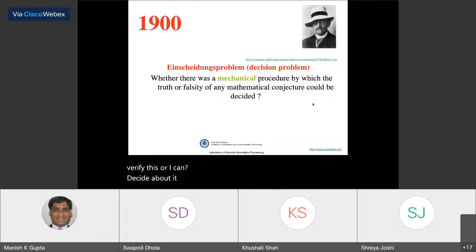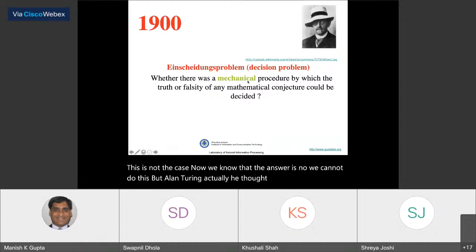It turns out that this is not the case. Now we know that the answer is no; we cannot do this. But Alan Turing misunderstood the word mechanical. He thought that probably Hilbert was asking us to make a machine. And he came up with the idea of the Turing machine, which is a pen and paper machine. That resulted in the first theoretical computer. So basically, that's the birth of computer science.